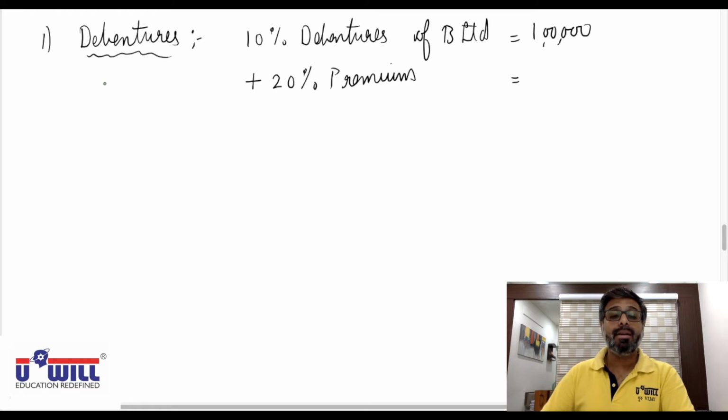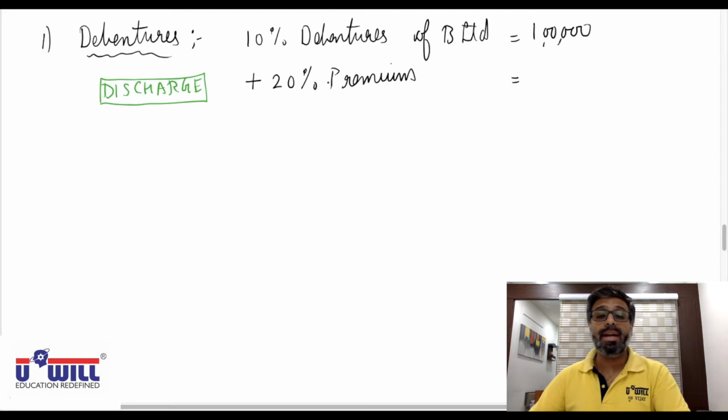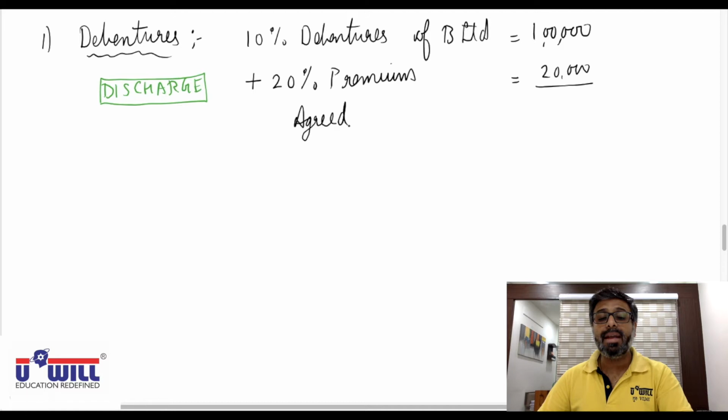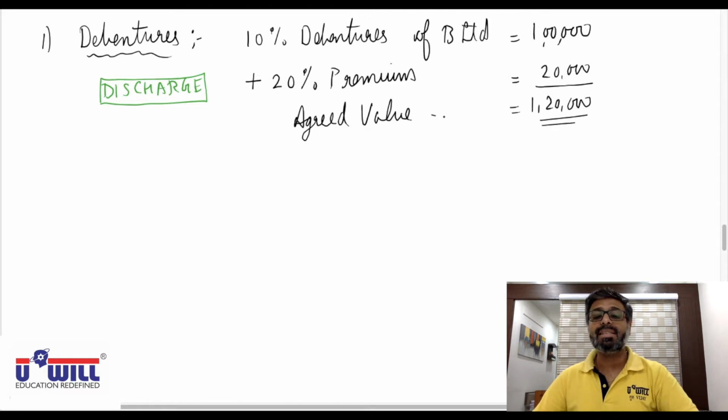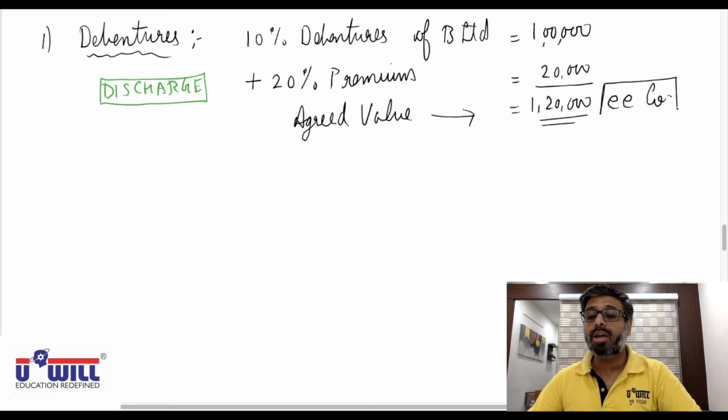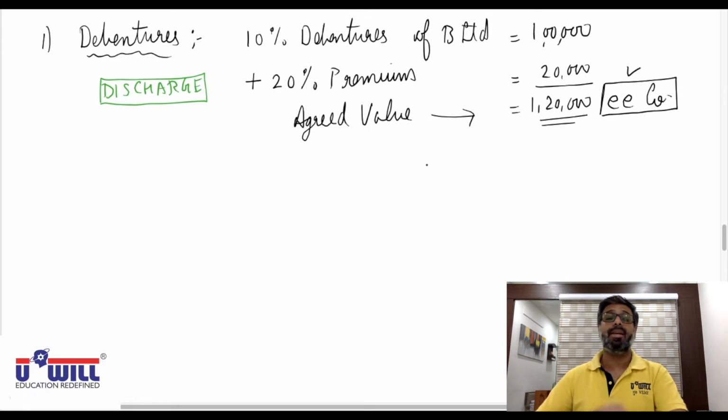Wherever the word discharge is given, then premium you add it and discount you minus. So here 20% premium, 20,000, we will add. What is the agreed value of debentures? Agreed value of debentures is 1,20,000. Where does this agreed value come? In the books of the transferee company, not in the books of the transferor company.